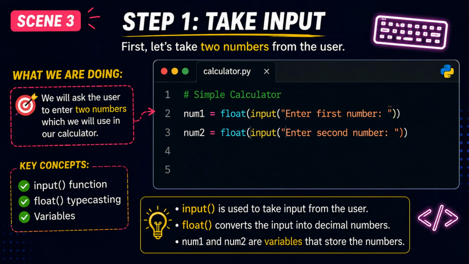The first step is taking input from the user. We will ask the user to enter two numbers, num1 and num2. Here, input receives the data from the keyboard. But remember, input always returns text. Since we want to perform mathematical calculation, we convert it into a decimal number using float. Finally, we store these values inside the variables num1 and num2. So now we have both numbers ready for the calculation.